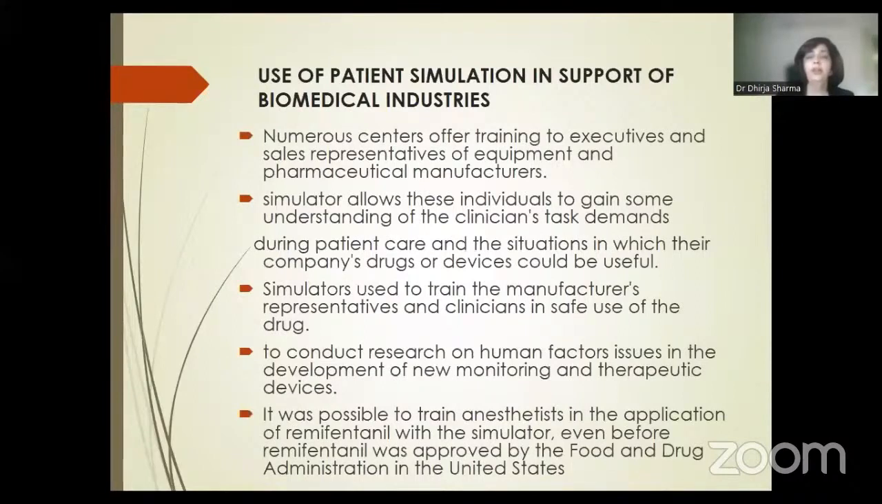The patient simulator can be used in support of the biomedical industry. Numerous centers offer training to executives and sales representatives to understand how their equipment is used by the clinician. It allows individuals to gain some understanding of clinician task demands during patient care. The simulator is used to train manufacturers' representatives and clinicians in the safe use of drugs, and it can also be used to conduct research on human factor issues in the development of new monitoring and therapeutic devices.